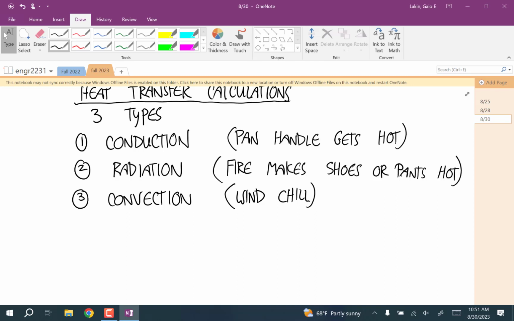Okay, so in the next class on Friday, we're just going to get into calculations of these and putting those into the differential form.